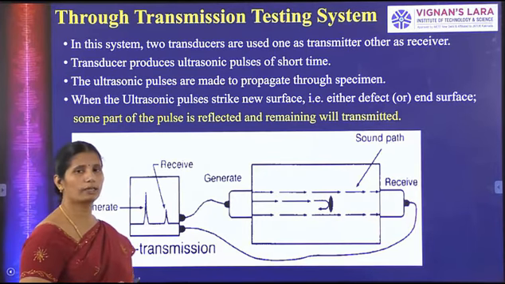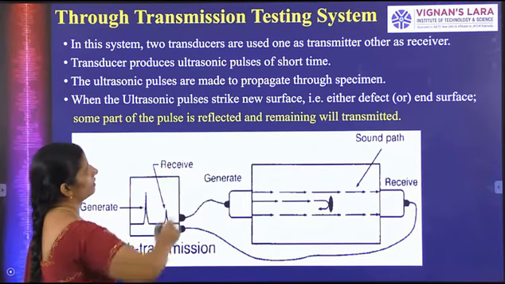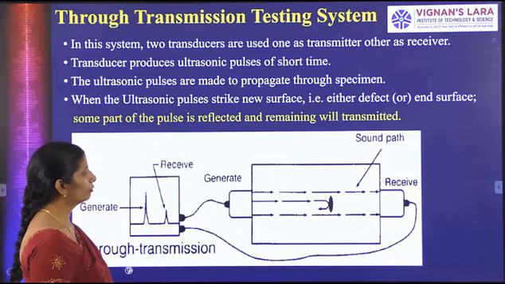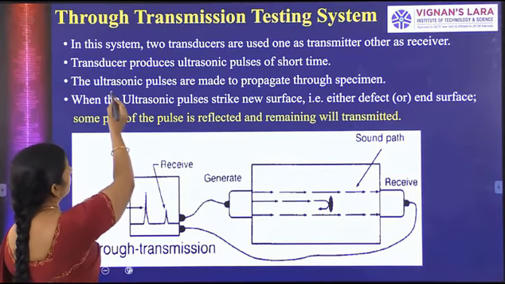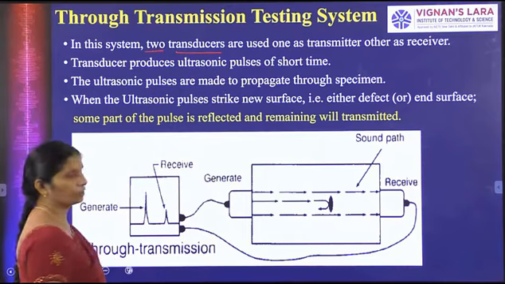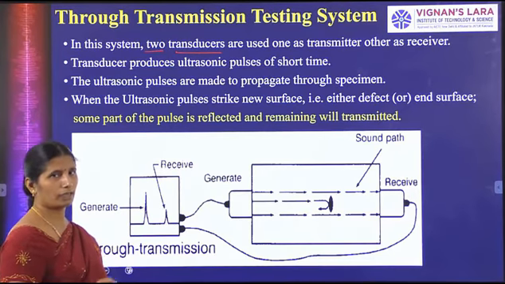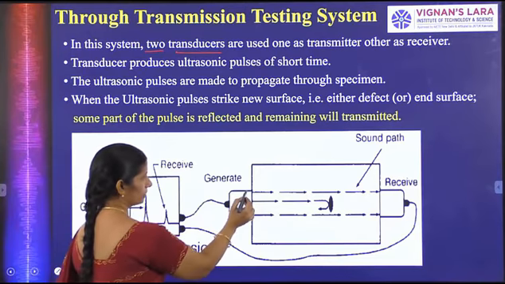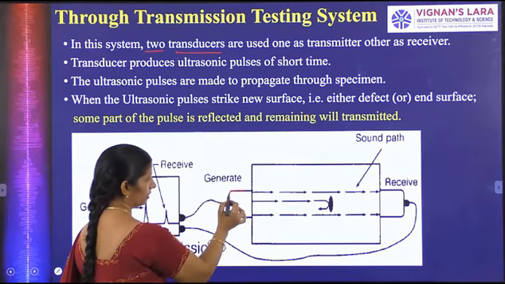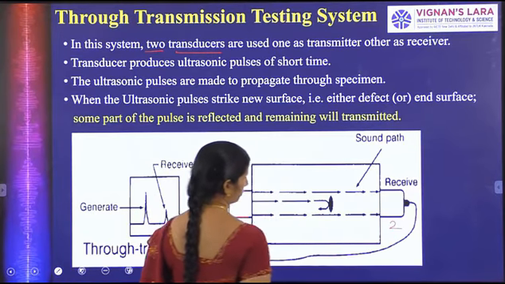The second ultrasonic testing method is the through transmission testing system. In this system, we will use two transducers, whereas in the previous method we used only a single transducer. Here this is the first transducer and this is the second transducer.